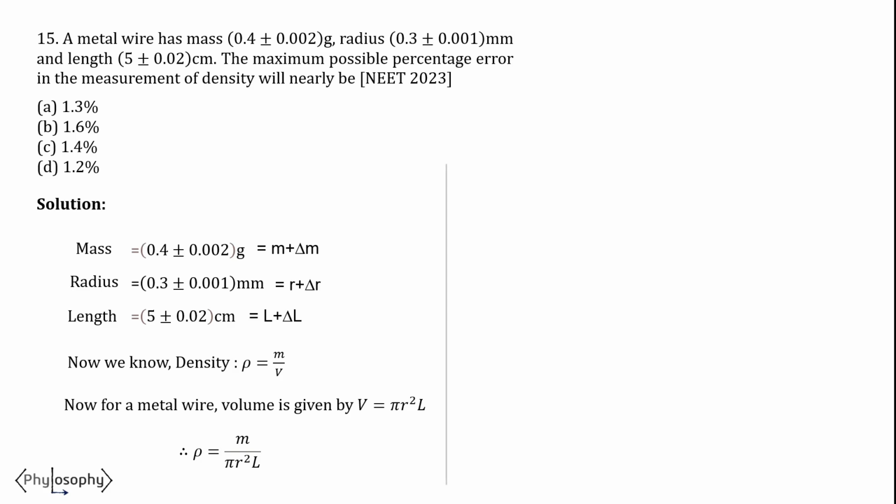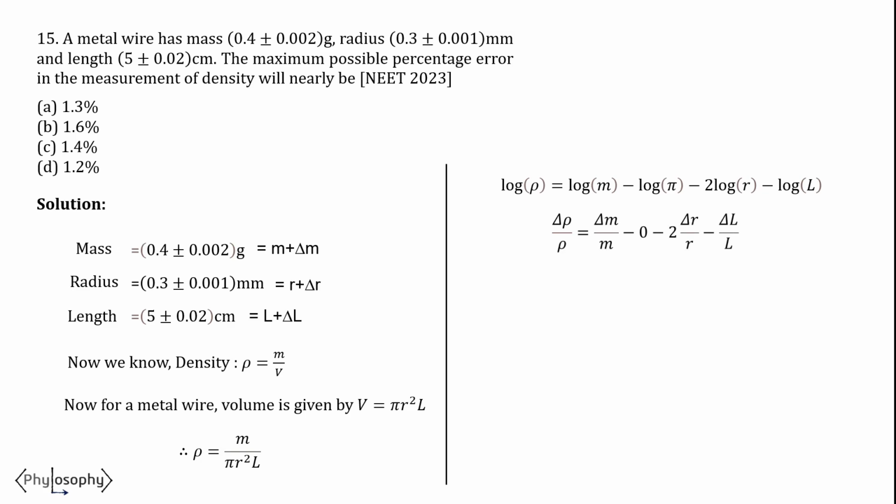Now, to calculate maximum possible percentage error in the measurement of density, first we have to take the logarithm on both sides of the equation, which gives log of rho equals log of m minus log of pi minus 2 times log of r minus log of capital L. Now, we have to take derivative on both sides of the equation, which gives delta rho over rho equals delta m over m minus 0. Pi is a constant, that's why derivative of log of pi will give 0, minus 2 times delta r over r minus delta L over L.